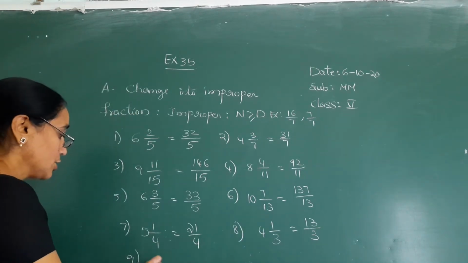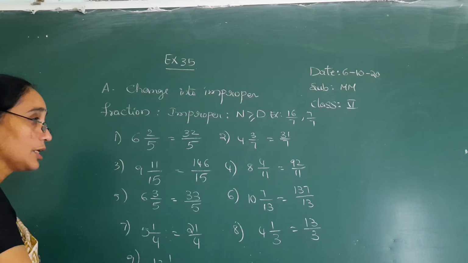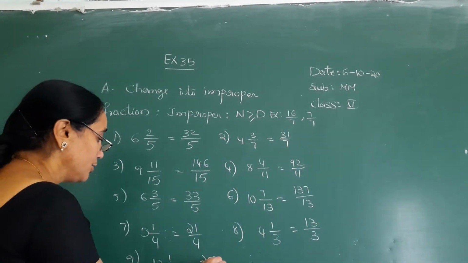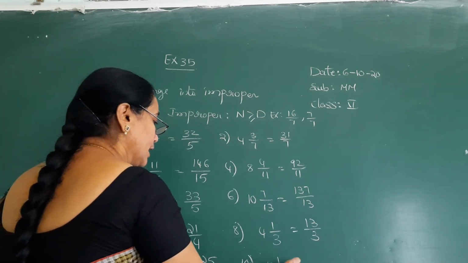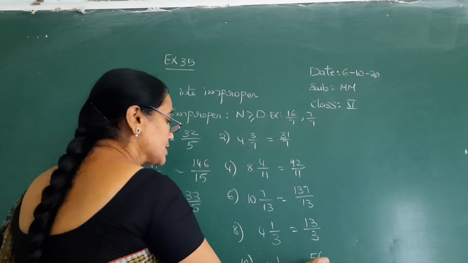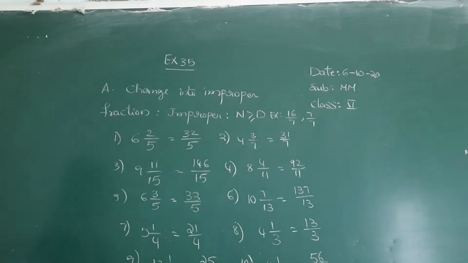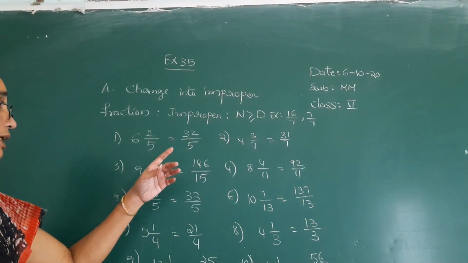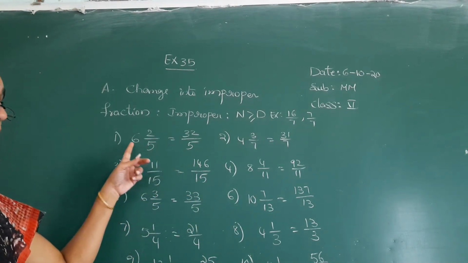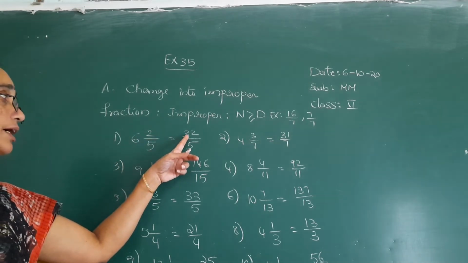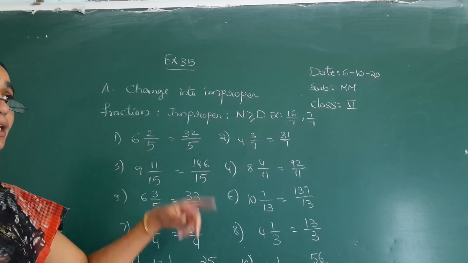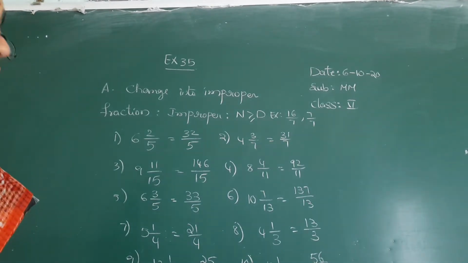Ninth one. 12 1 by 2. 12 2s are 24 plus 1, 25 by 2. 11 1 by 5. 11 5s are 55 plus 1, 56 by 5. Okay, this is the method to convert mixed into improper fractions. So, how to convert into improper? By multiplying the denominator with the whole part and adding to the numerator, and write down the sum as the numerator and write down the denominator they have given here. You have to write the denominator.